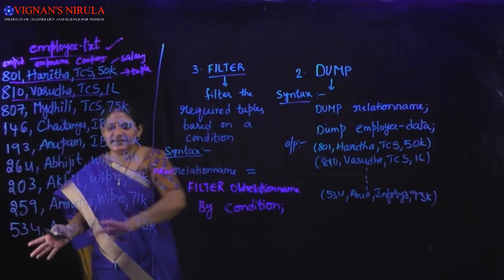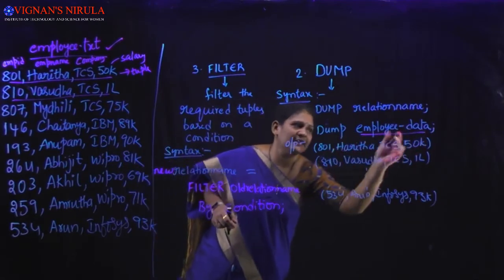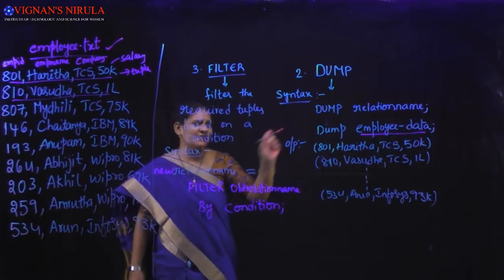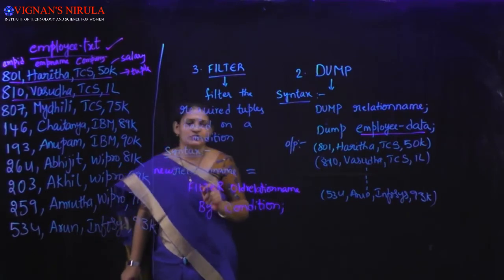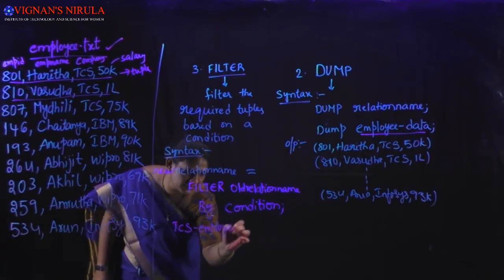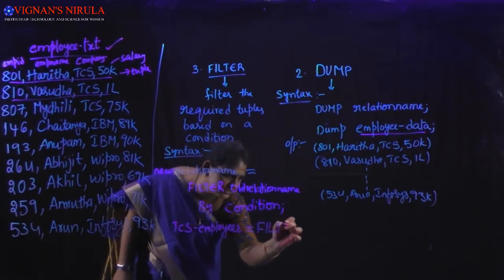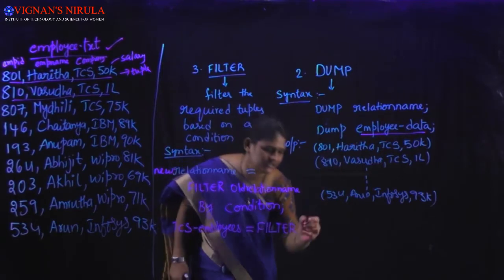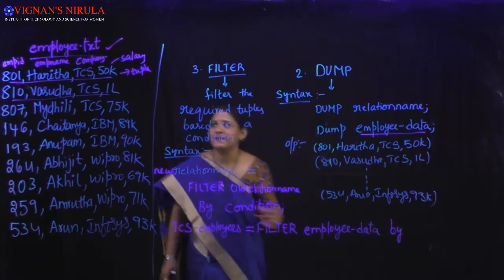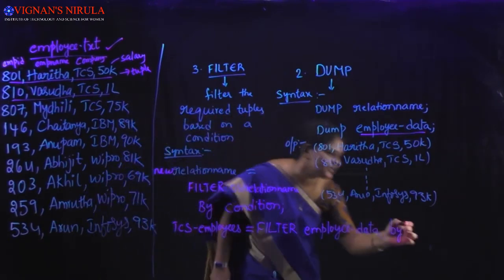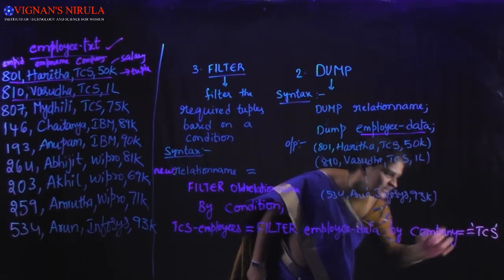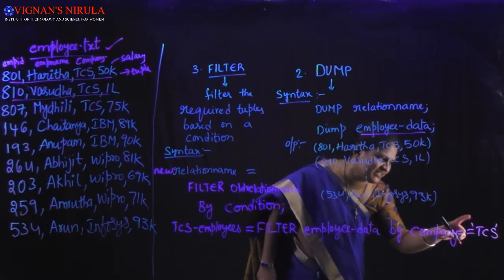The entire data is already stored in a relation called employee data. Now I want to filter only a few tuples from that relation. So I will take a new relation called TCS employees equals to, I am applying filter operation, filter. The old relation is employee data. Based on which condition am I going to filter? Based on the company: filter those tuples by company double equals TCS. As TCS is a string of type char array, specify that in single quotations.